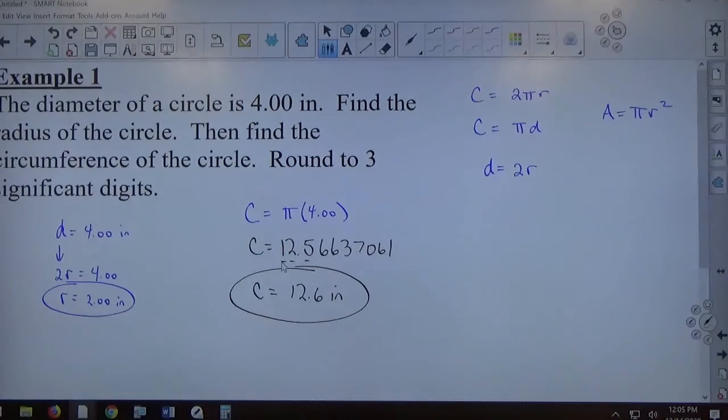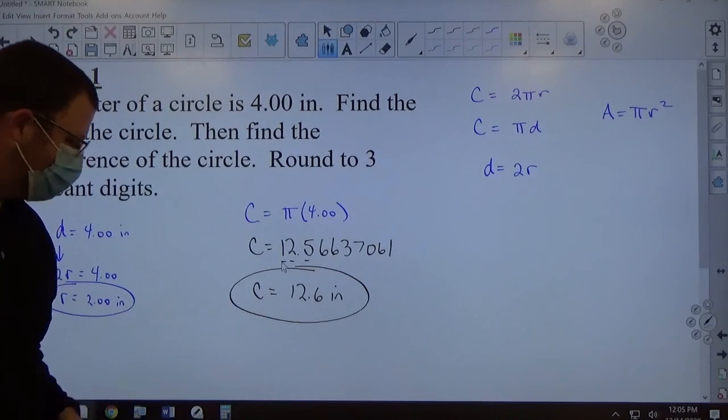You can see that all 3 digits, 1, 2, and 6, are significant because they're not 0. The only questionable digit for significance is 0. So 3 significant digits would be that.